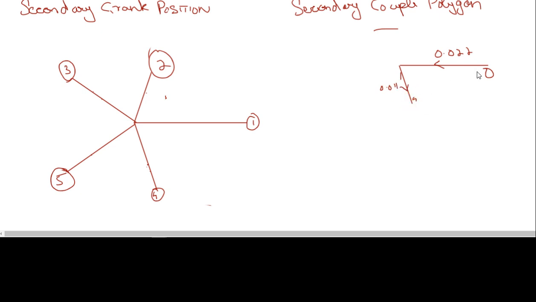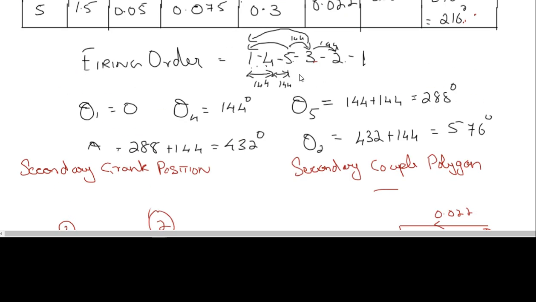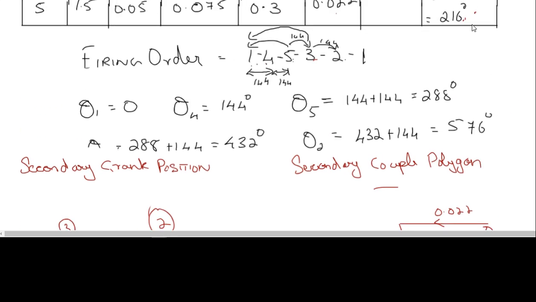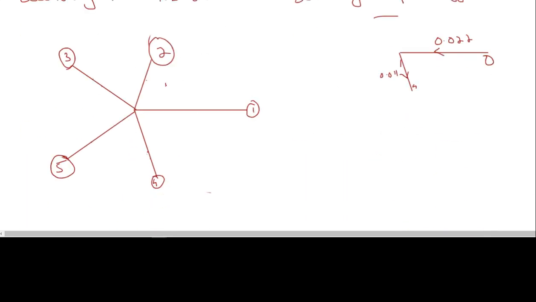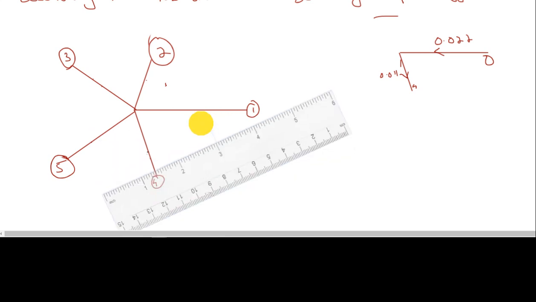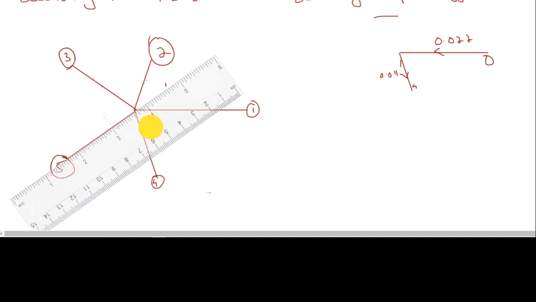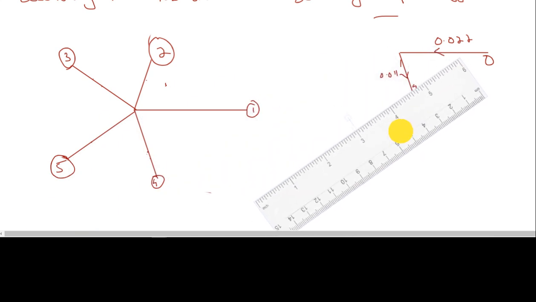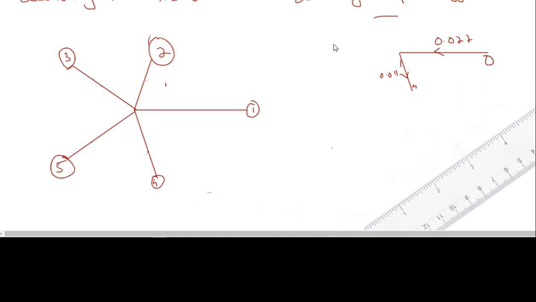And after 4, in the firing order, comes 5. 5 is having a couple of 0.22, and it is at a secondary angle of 216. You can use that angle, or you can use a ruler or rolling scale to align it. So align it properly. So I am just going to mark that and draw a line that is equal to 0.22.